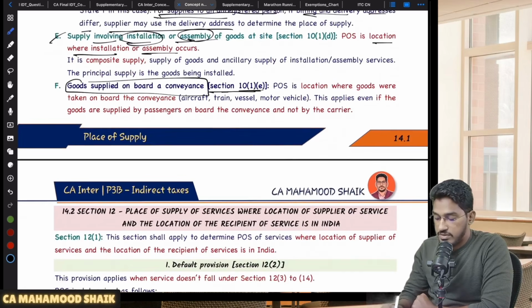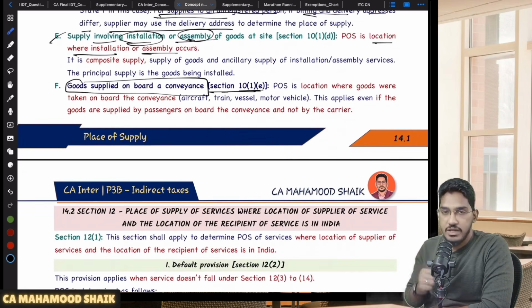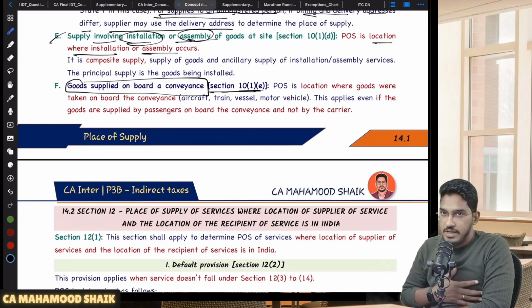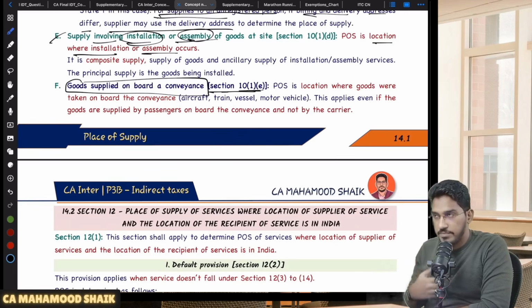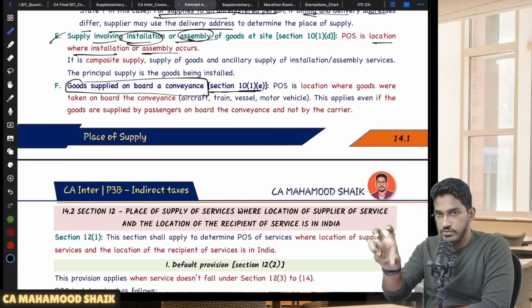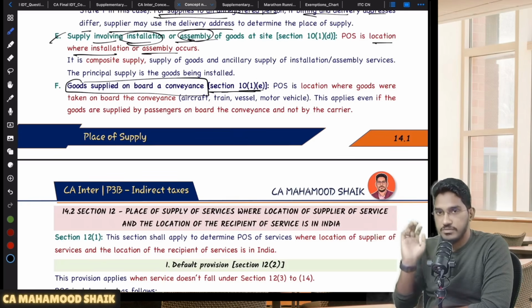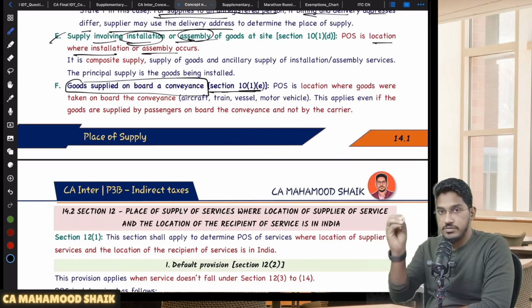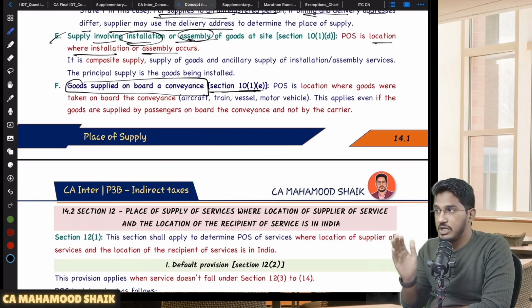Next one. Now coming to one more last clause under section 10 subsection 1, clause E, which is goods supplied on board a conveyance. Sir, what do you mean by goods supplied on board a conveyance? See, sometimes you might be traveling in a conveyance. Let us say you are traveling on a train, or on an aircraft. While traveling on an aircraft, let us say you wanted to purchase some food, not cooked food, but packaged food. So you want to purchase the food, and you have been supplied the food. They are supplying the food to you, a supply of goods. But this supply is happening on board a conveyance.